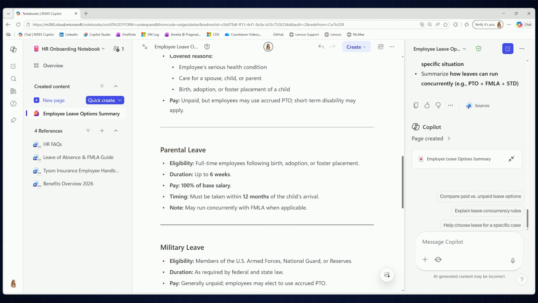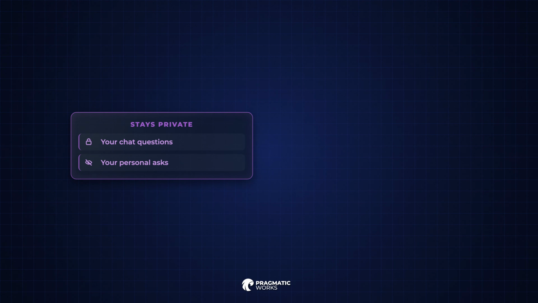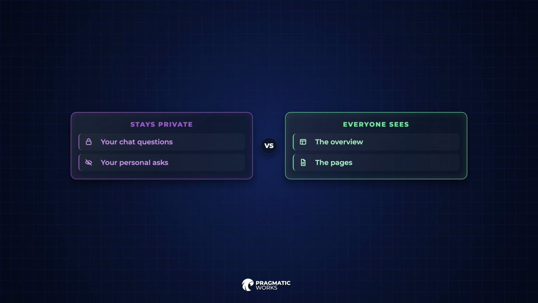And it's already there for me, or I can ask Copilot about it. That Copilot Chat on the right-hand side is personal to me. So even if I do share this notebook, other people cannot see what I ask Copilot about, but what they can see is that overview and those pages.